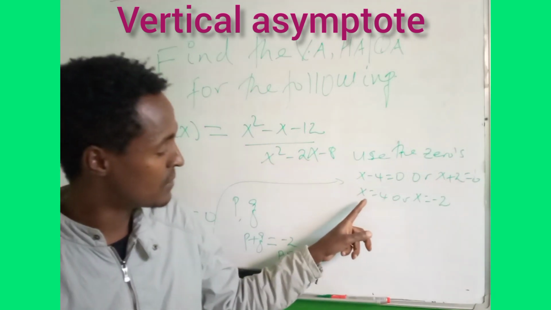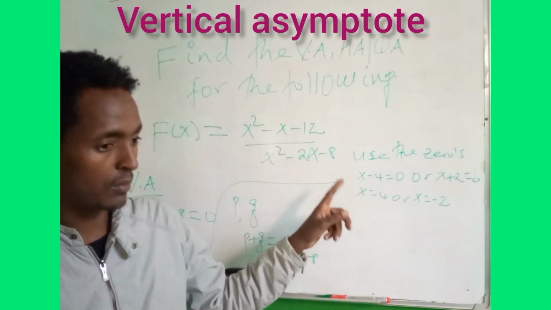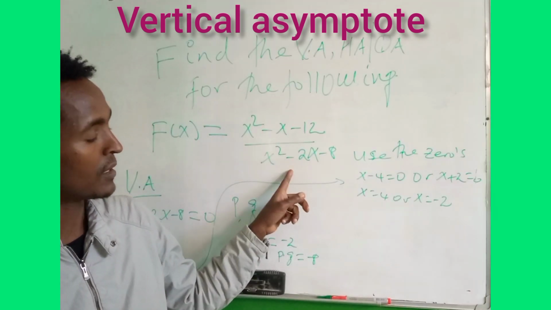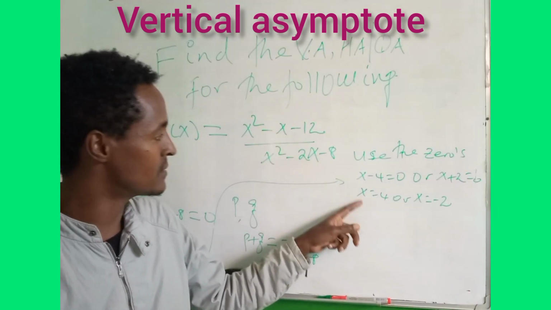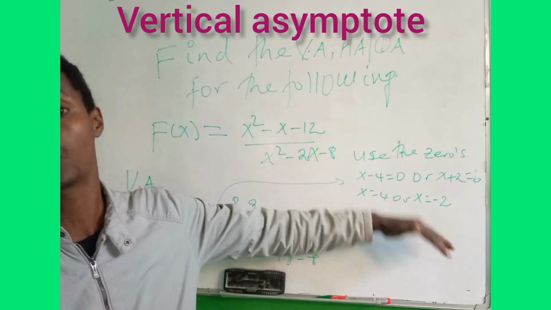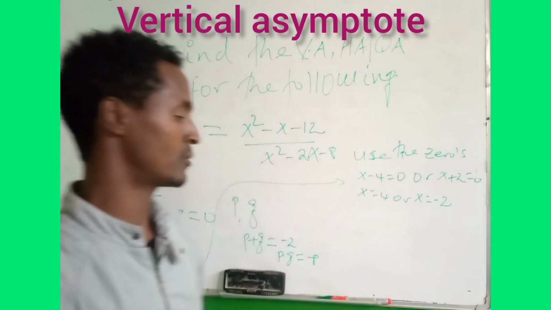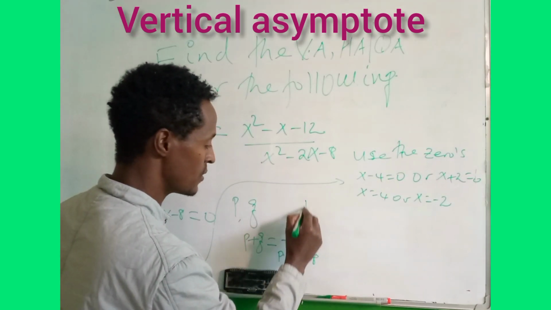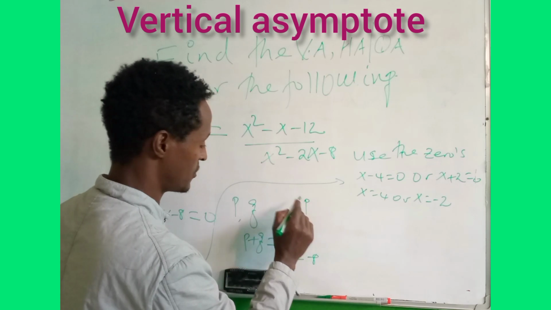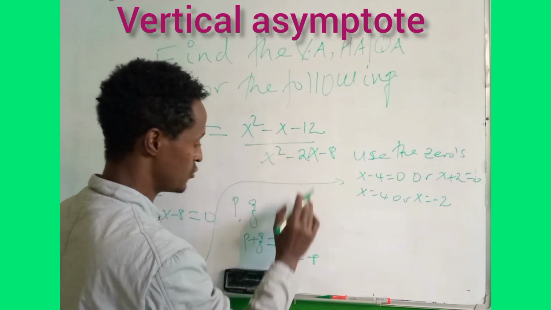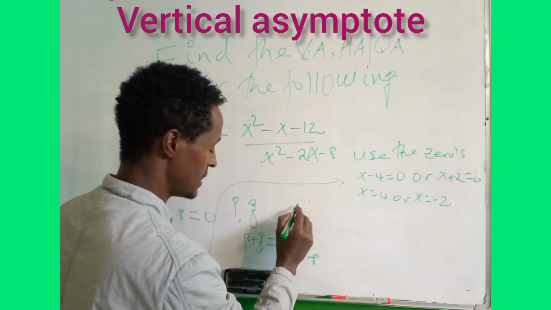If these two numbers, turn by turn, after inserting them into the numerator and the denominator, are able to make the denominator 0 but the numerator different from 0, then they are going to be considered as a vertical asymptote. So let us do it. So what is P of x for this case? P of x means the denominator. Okay, let us take the denominator.